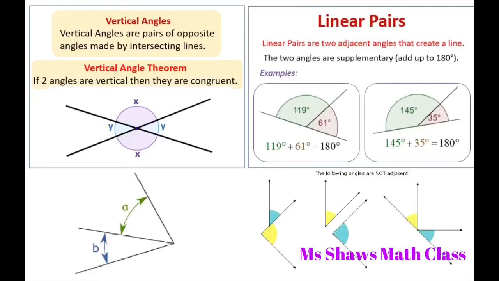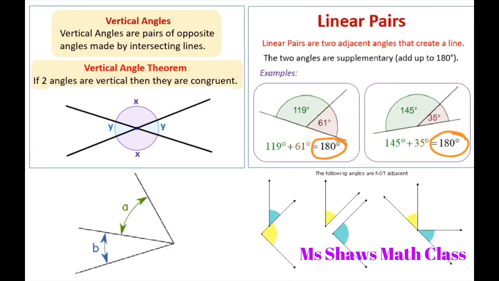And I have some definitions here that look a little better than what I did. For the vertical angle theorem, if two angles are vertical, then they are congruent. So linear pair always means that the pair is going to add up to 180.